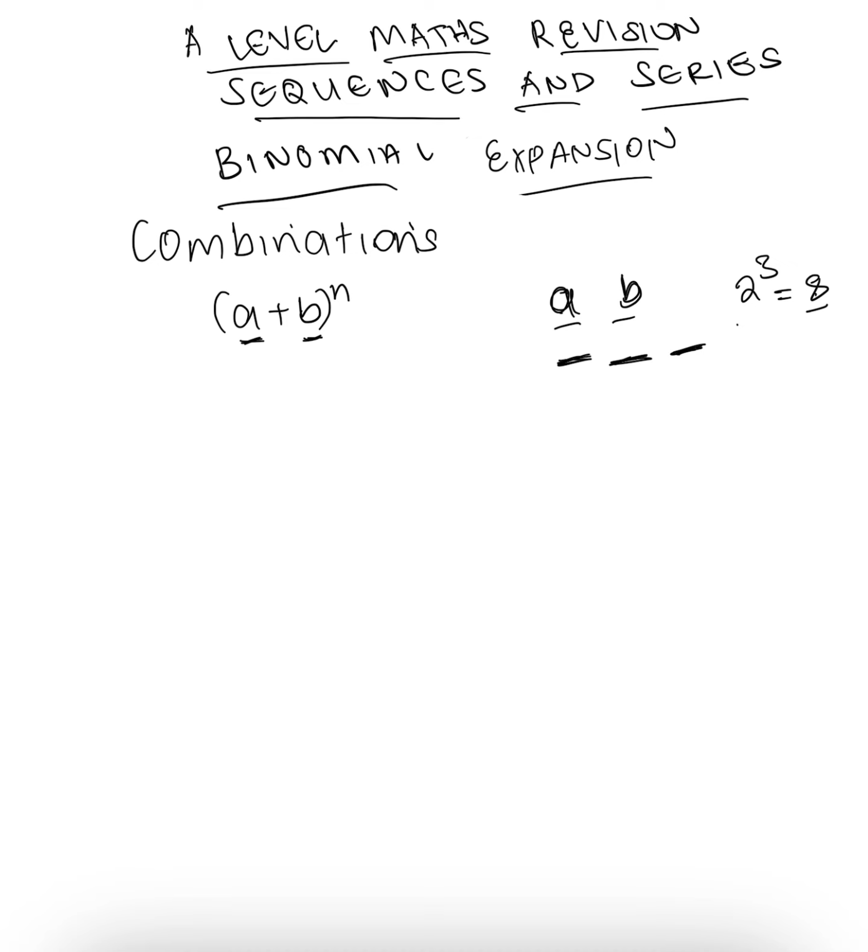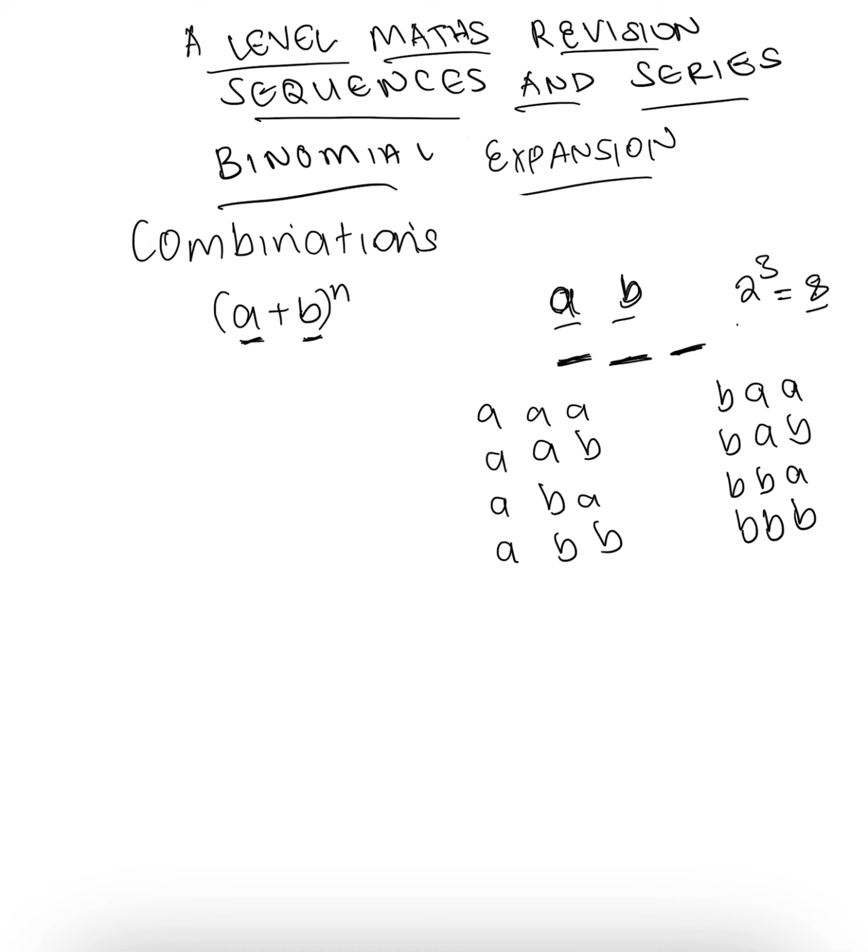8 divided by 2 is 4. So A, 1, 2, 3, 4. 1, 2, 3, 4. And then 4 divided by 2 is 2. So 1, 2, 1, 2, 1, 2, 1, 2. 2 divided by 2 is 1, so 1 each time. So these are all the different combinations possible. 8 different combinations possible of arranging A and B.